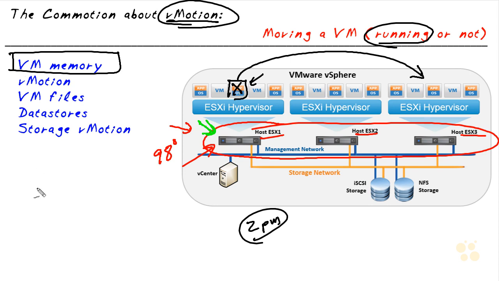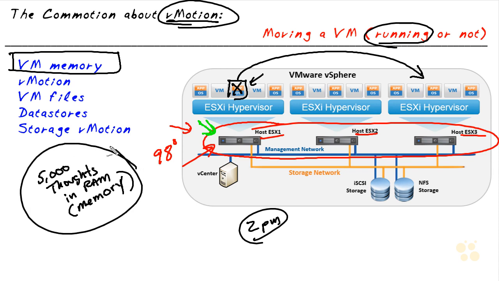This server X, as it's running, may have, for example, 5,000 thoughts in RAM, which is a fancy way of saying memory. RAM is an acronym for Random Access Memory. And I realize that computers don't really have thoughts. They're just processing thousands and thousands of things. So if this virtual machine, server X, has 16 gigabytes of RAM, and it's got 5,000 things going on inside of that RAM, we could refer to that as the state of that virtual machine.